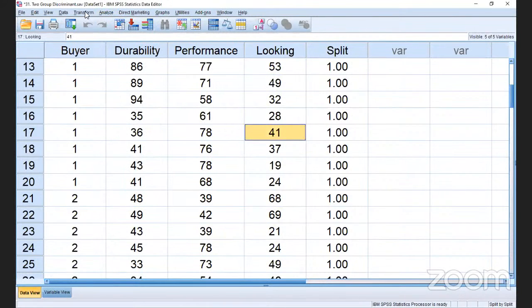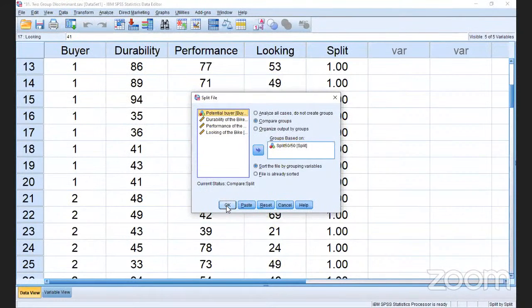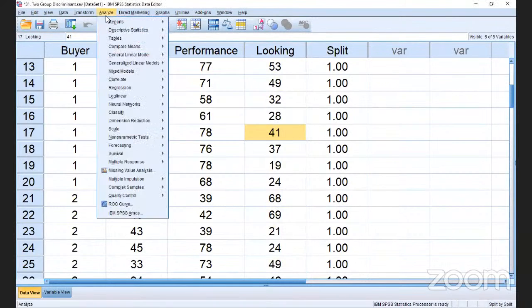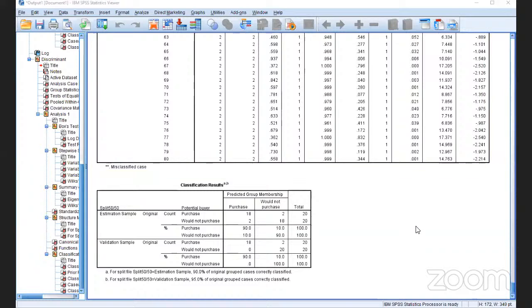First of all I will split the file. So data, split file, it is already split, so there is no need to do anything. So analyze, classify, and then discriminant. By default all the values are here, and then okay. Now I can show you the output. Now you can see the output.